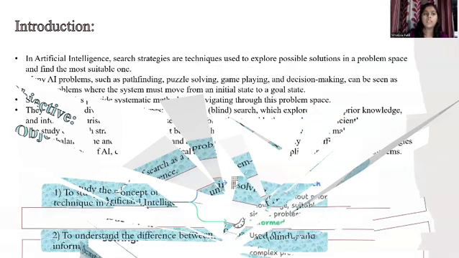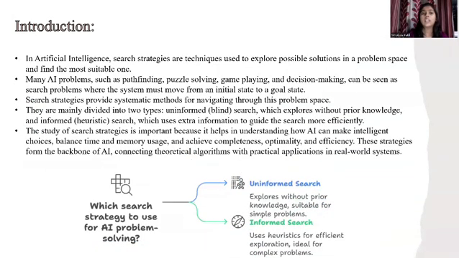So next is the introduction. In artificial intelligence, search strategies are techniques used to explore possible solutions to a problem and find the most suitable one. Second, many AI problems such as pathfinding, puzzle solving, game playing, and decision making can be seen as search problems where the system must move from the initial state to the goal state. Third, search strategies provide a systematic method for navigating through the problem space.